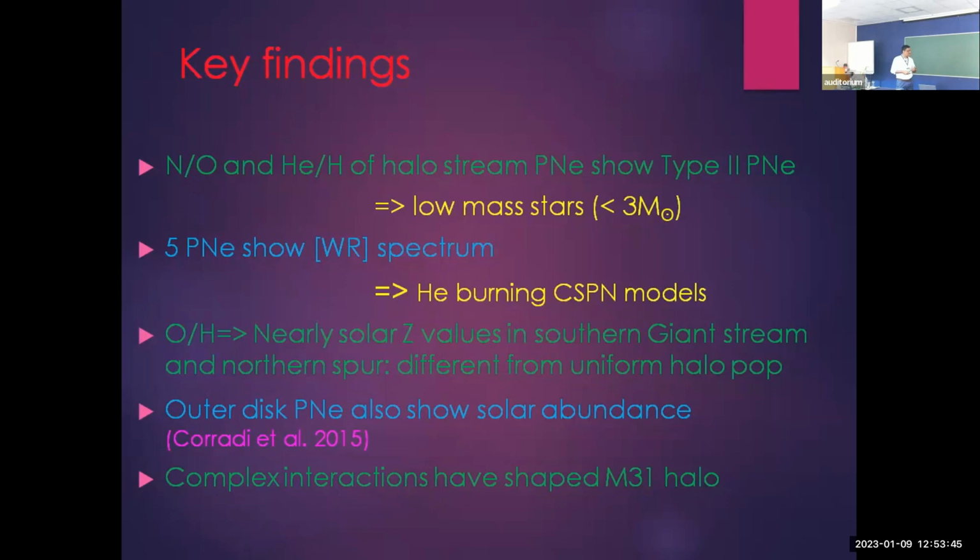The outer disk planetary nebulae also show solar abundances, whereas the halo shows a very subsolar abundance. So this shows there is a complex interaction between Andromeda and other galaxies, which has shaped this galaxy with different large scale as well as small scale structures.